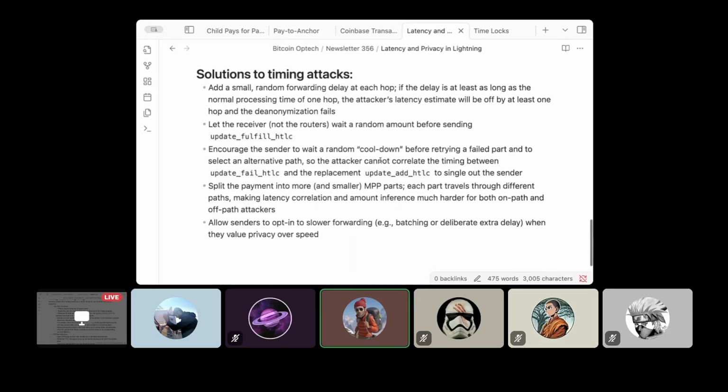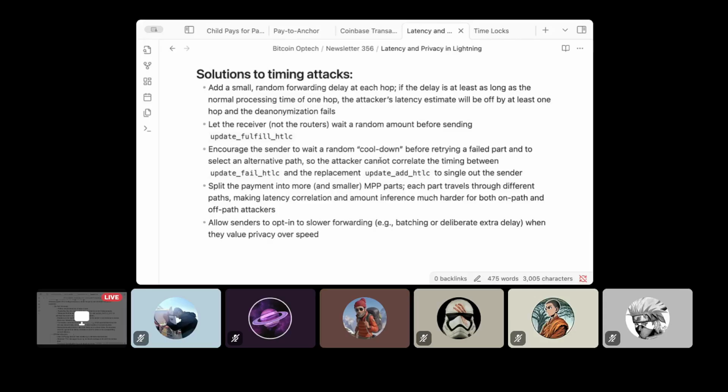So how do we prevent these timing attacks? At the node level, whenever you are forwarding an HTLC, you can add a small random delay for each hop. If the delay is at least as long as the normal processing time of one hop, the attacker's latency estimate will be off. That means you are not using the node's default settings while forwarding or relaying HTLCs. This confuses the estimation or the profiling that the attacker is trying to build.